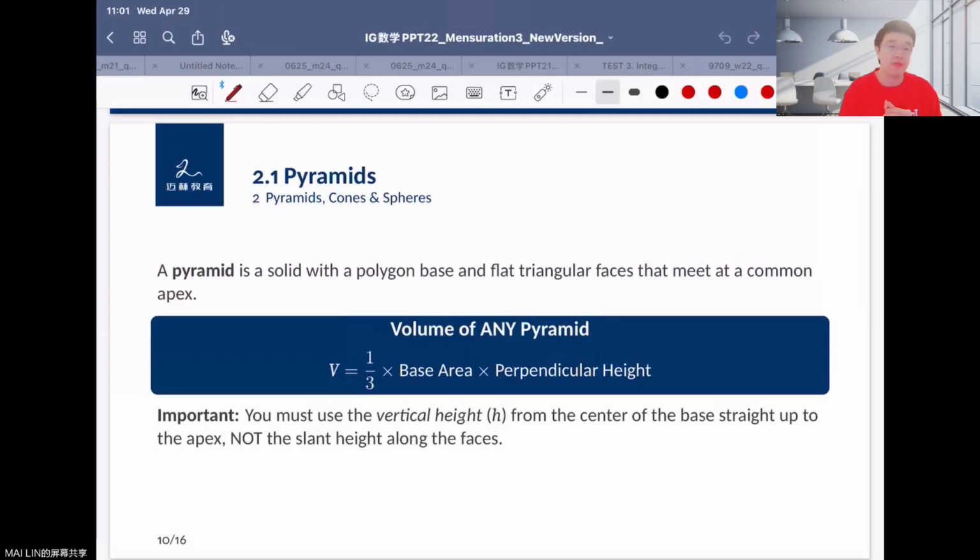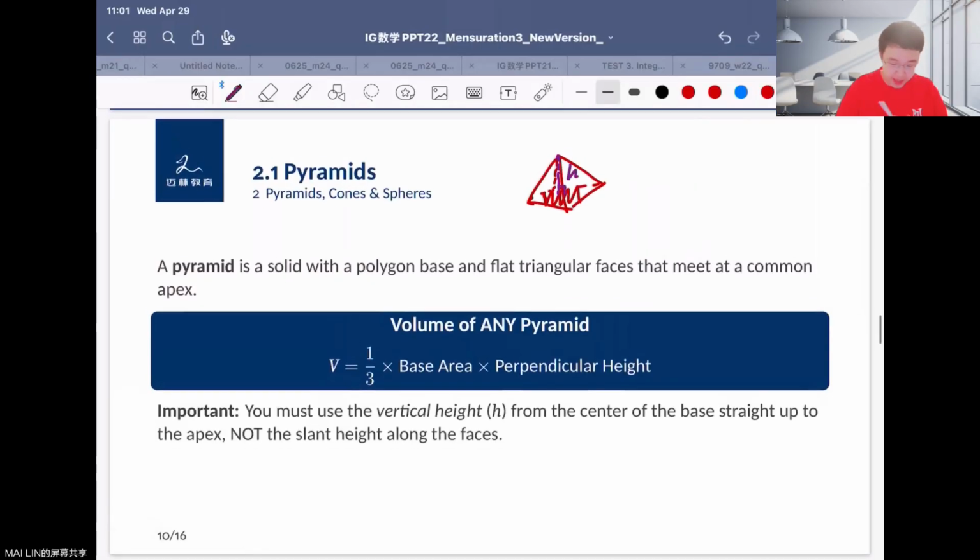About the volume of a pyramid, we can say that it can be written as 1/3 times the base area, then times the perpendicular height. We can consider the pyramid like this shape, just like a real pyramid. You can consider the base area as a rectangle, sometimes also a square. The height means from the turning point, you draw a perpendicular line to the base. That is the height h.